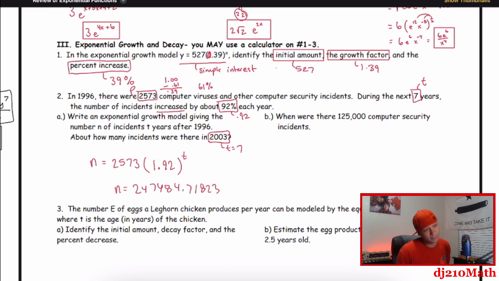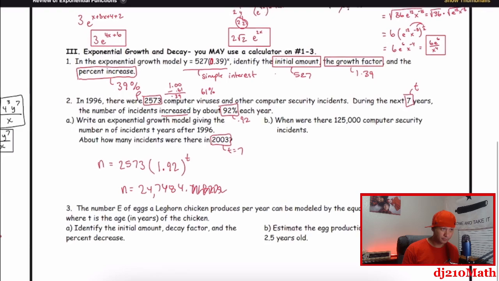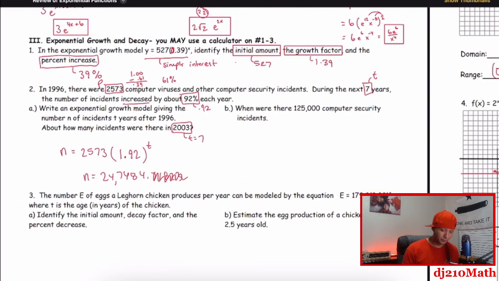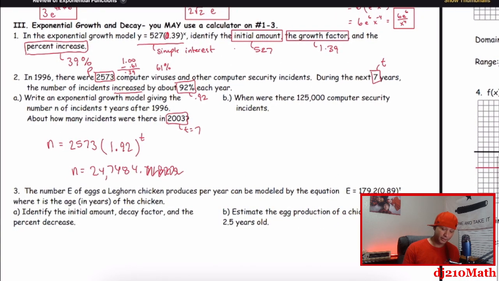So we can either call this 4 or 5, right? I think you're doing a disservice by rounding it up. I really think it's just 4, right? Okay. When were there this many computer security incidents? Okay, so now this is your N value. And we want to figure out how many years it took to get this.